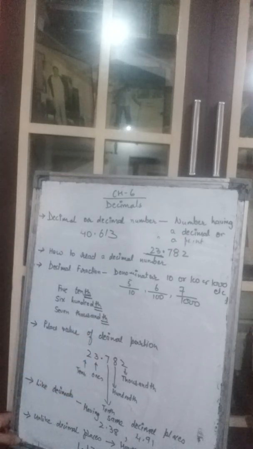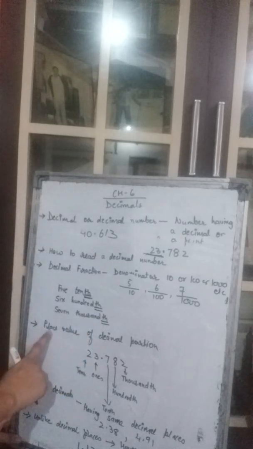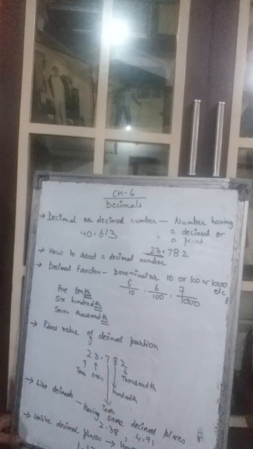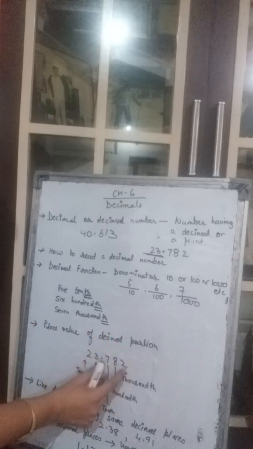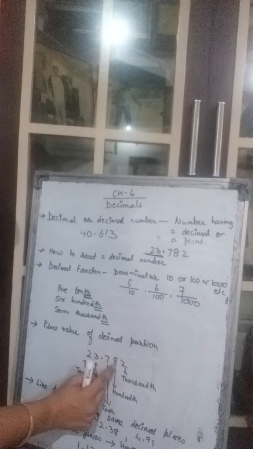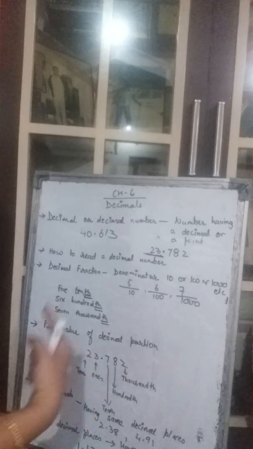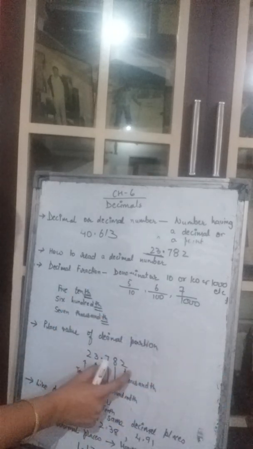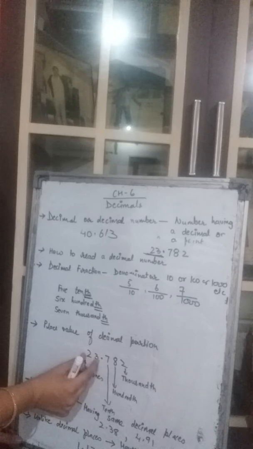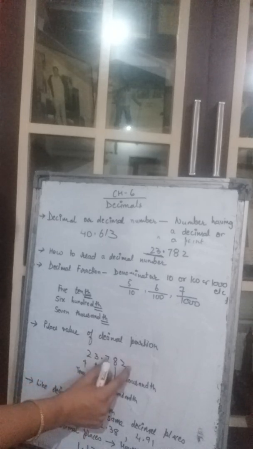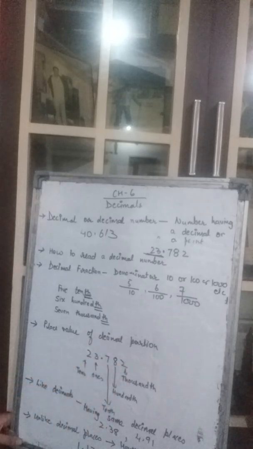Clear? After that, we come to the place value of decimal portion. What is a decimal portion here? 782. Whatever it is written on the right hand side of the decimal is the decimal portion. This is a whole number. This is a decimal portion.